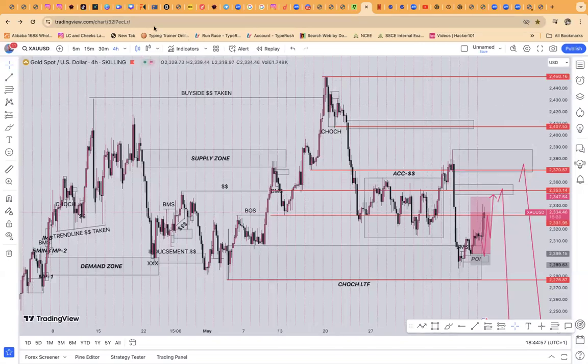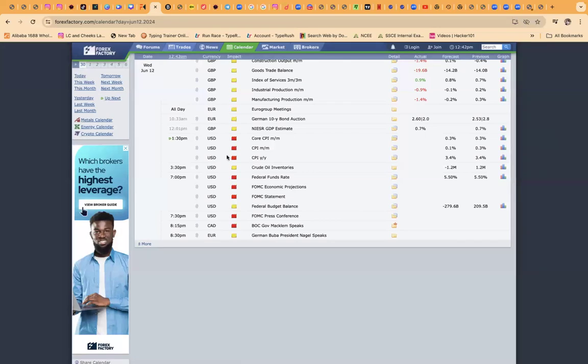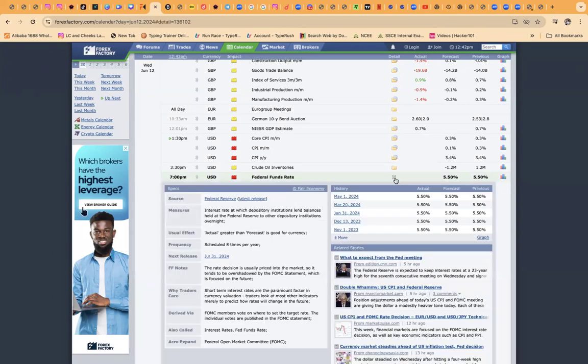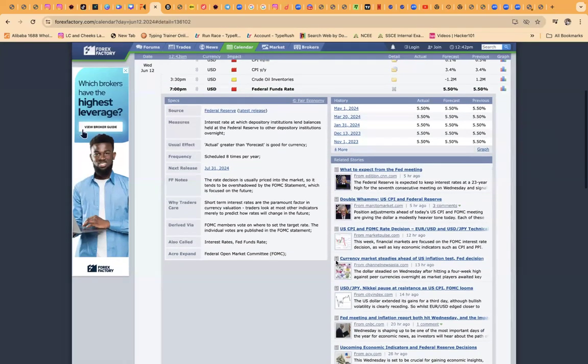We're having news at 7, and what you can see is we have the federal funds rate, the FOMC economic projections, the FOMC statement, and the federal budget balance. So if you look at the way we read this news, a lot of people don't take time to check the whole of these.